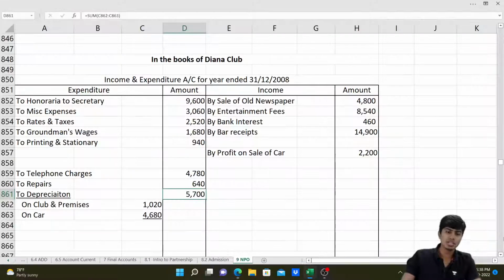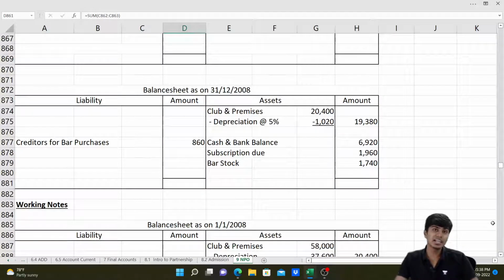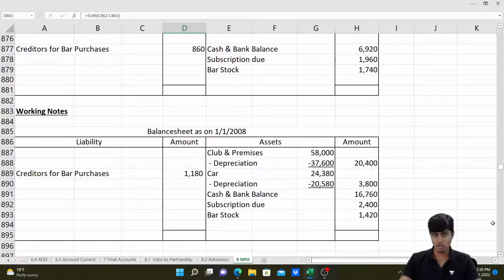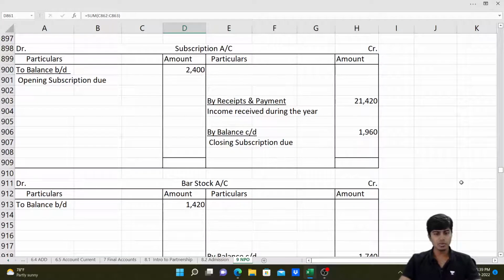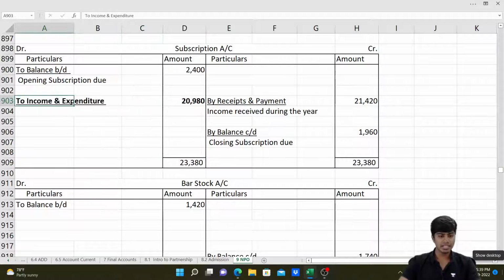I think by this we're done with the entire problem. We just have to close each of the ledgers now. But we'll close all other ledgers first and then come to income and expenditure and balance sheet and not before. Subscription account, we have opening, closing balance and receipts and payment. Take the total on the credit, put it on the debit to find income and expenditure. Current year income as balance in figure. 21,420 plus 1,960 is 23,380. I'll write it on the debit. Then I'll find the balance in figure 2,980, which is my income earned during the year.